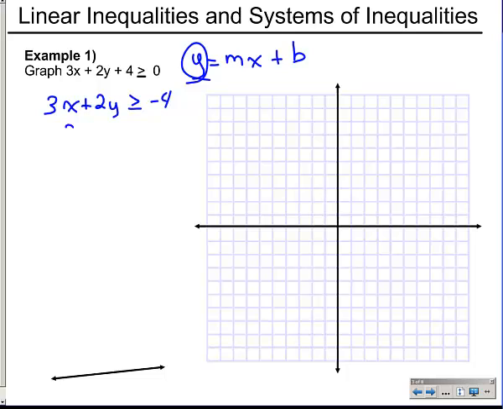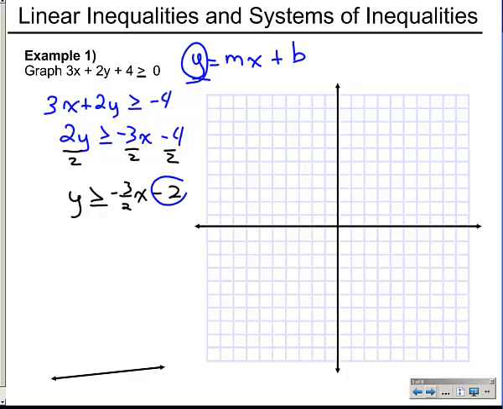Then move the 3x over. 2y is greater than or equal to negative 3x minus 4. And then we can divide everything by 2. So divide by 2, and y is going to be greater than or equal to. Now I'm not going to go ahead and divide my fraction out here, because this fraction of negative 3 over 2 is actually going to be my slope, and then negative 4 over 2 of course is negative 2. This is my y-intercept, this is my slope.